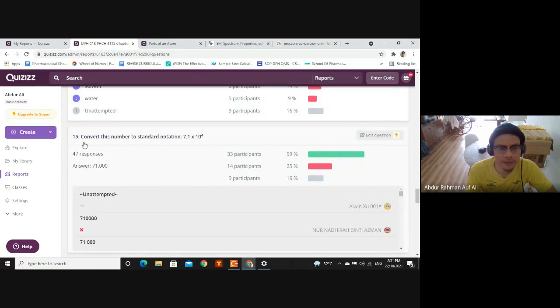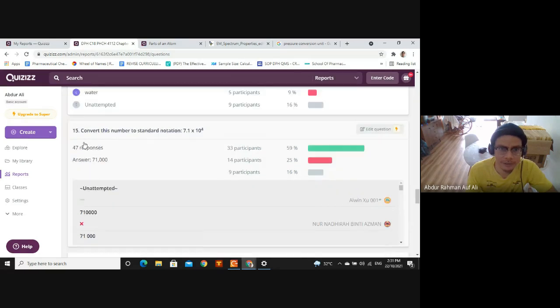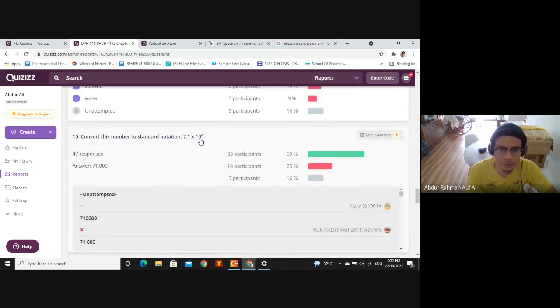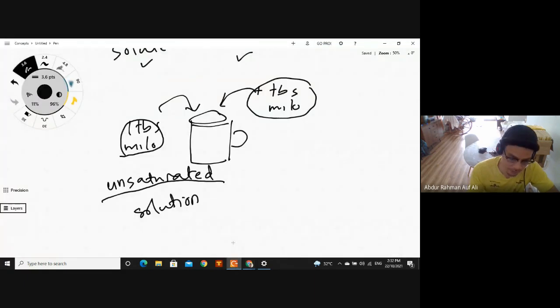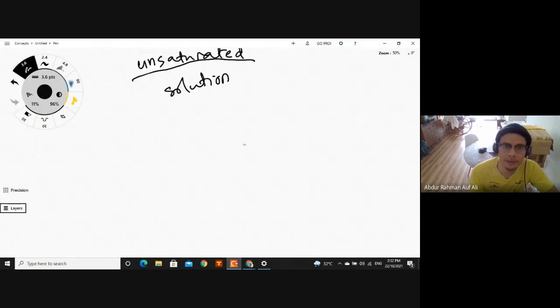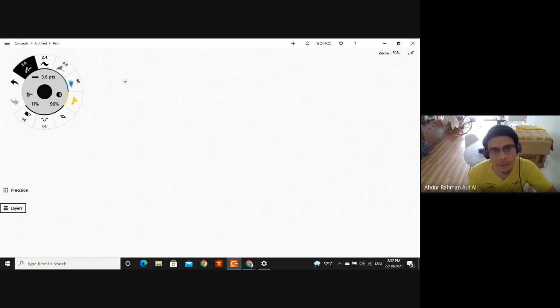Question number 15, convert this number to a standard notation. So 60% got it right. So macam mana nak convert this 7.1 darab 10^4? Here I want to clarify apakah itu standard dengan scientific notation.